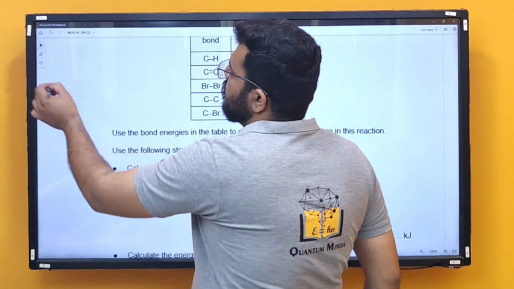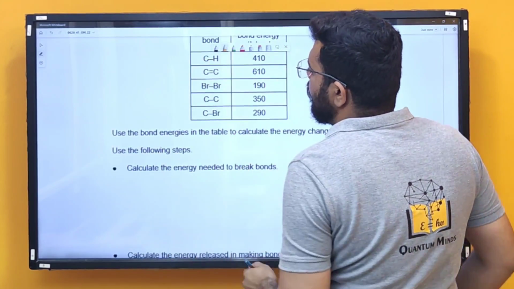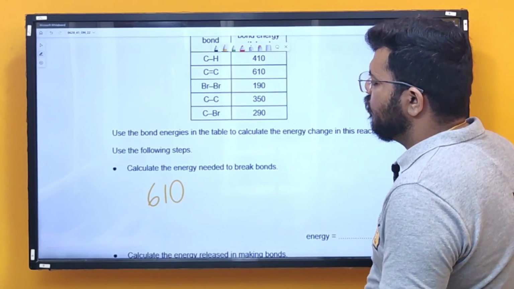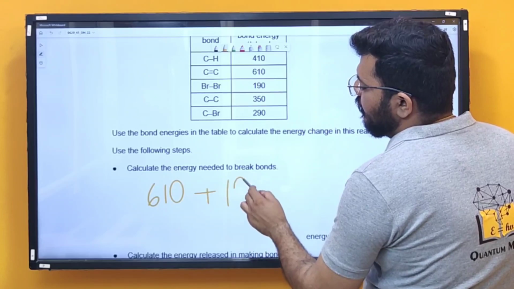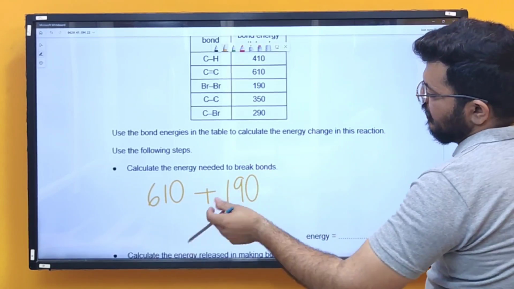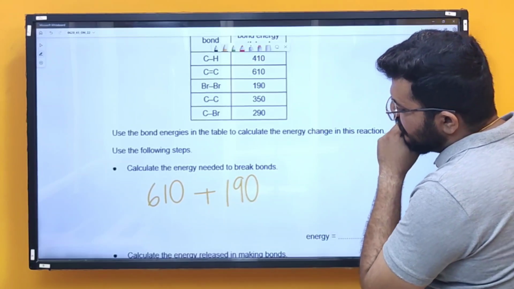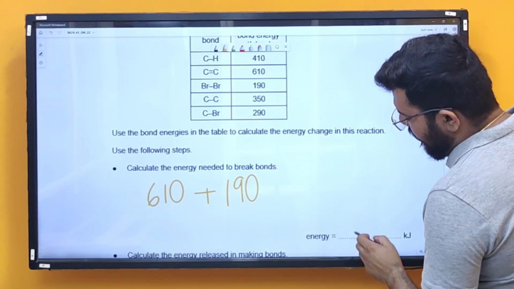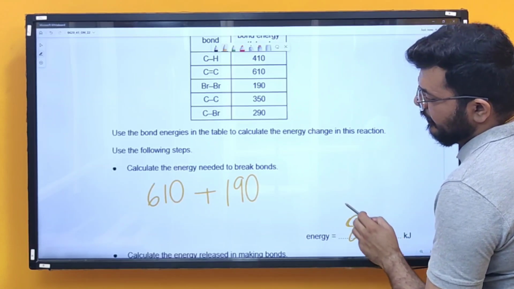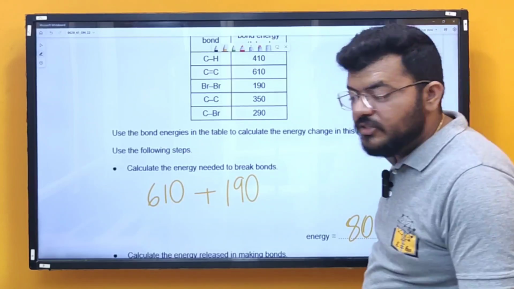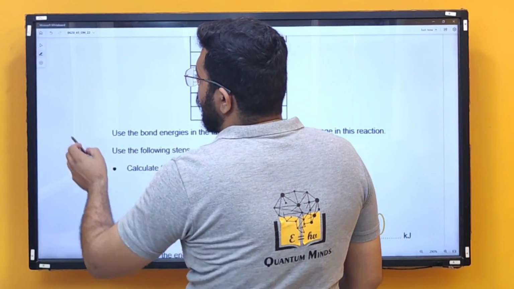So how much energy is required? Let's see. Carbon double bond carbon is 610 kilojoules per mole. Bromine-bromine is 190 kilojoules per mole. So you have 610 plus 190, which is 800, right? So 800 kilojoules of energy is required to break these two bonds.